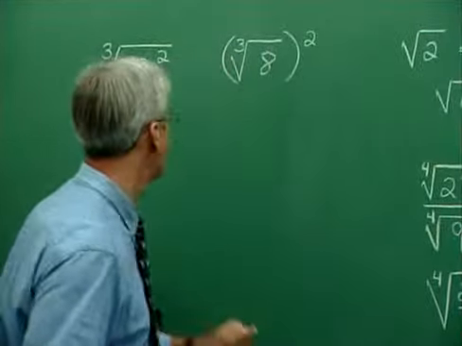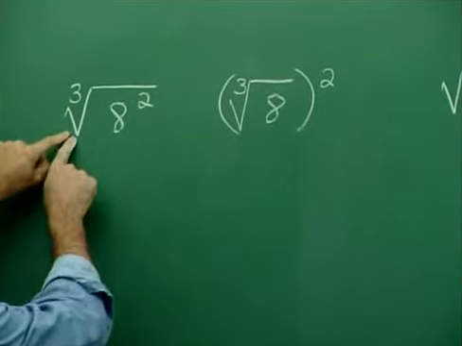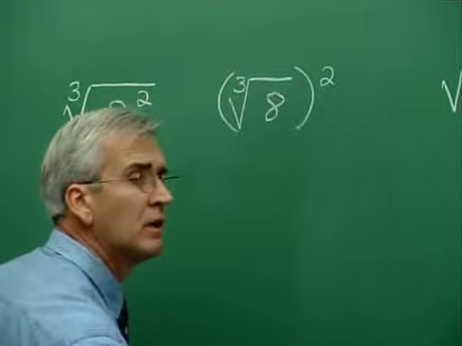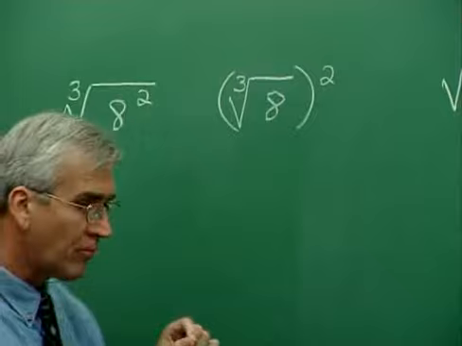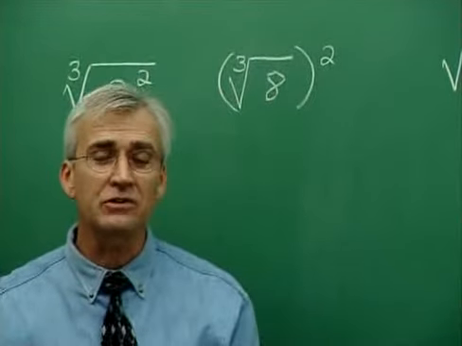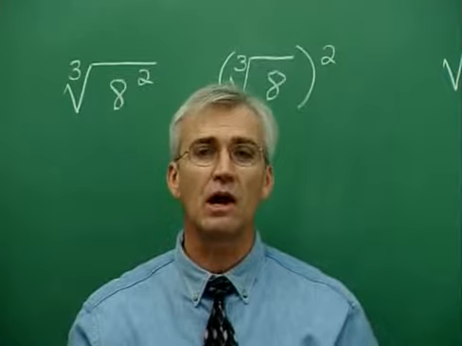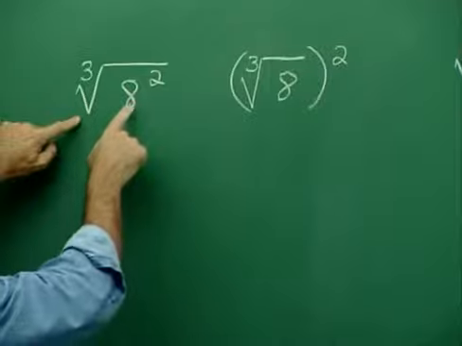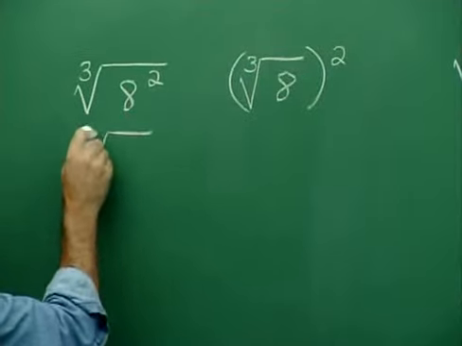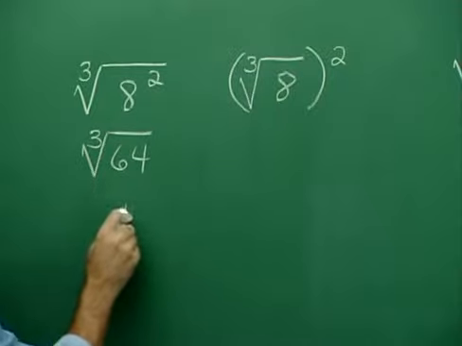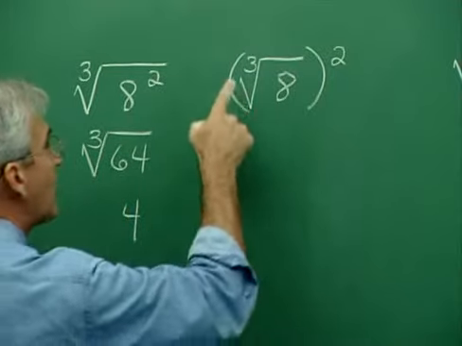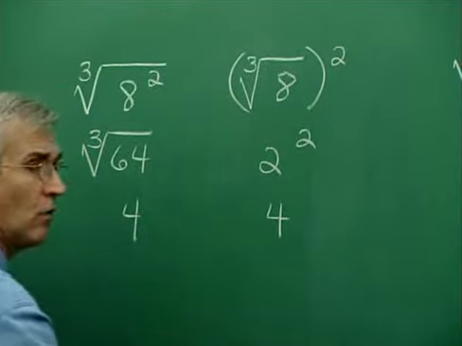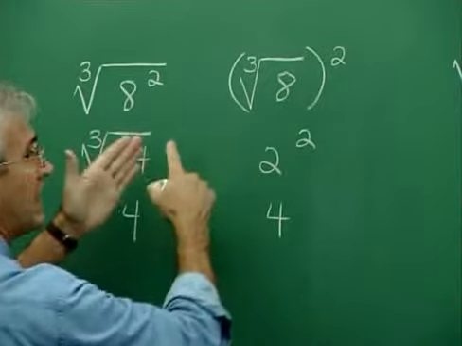Have a look at these two problems. Here we have the cube root of 8 squared, and here we have the cube root of 8, squared. Apparently, on 8, we are both cube rooting and squaring, and it turns out that it doesn't make any difference which of those two operations we perform first. Let's look at it both ways. Under the radical we have 8 squared. Well, that's 64, but the cube root of 64 is 4. Now here we have the cube root of 8, which is 2, and we're squaring 2 to give 4. So these two are equivalent forms.